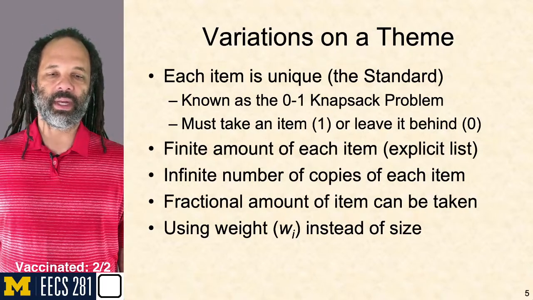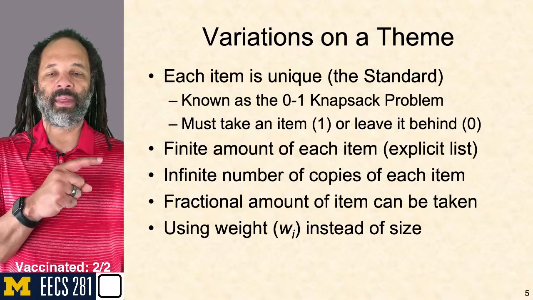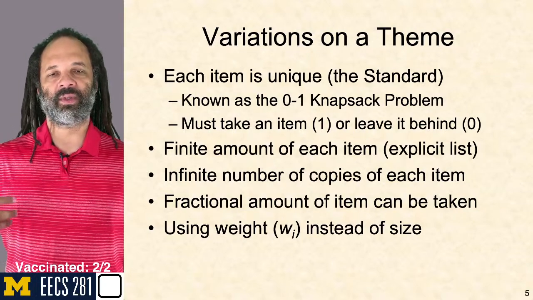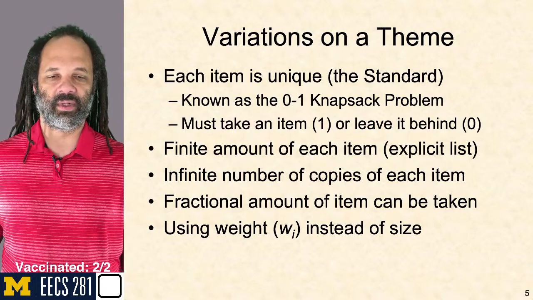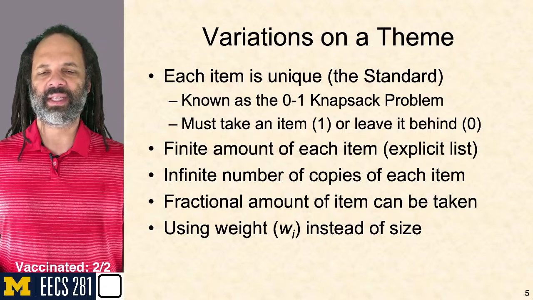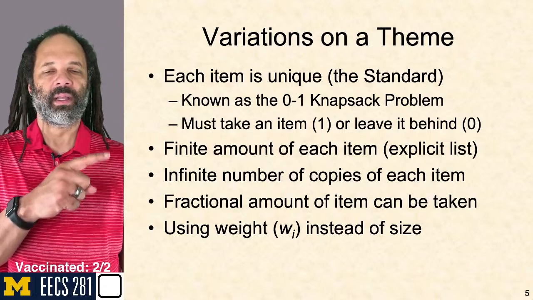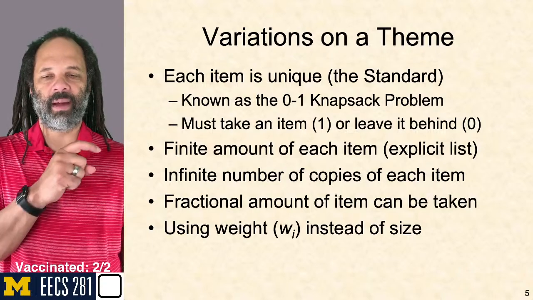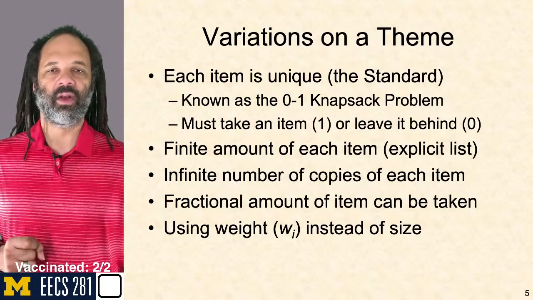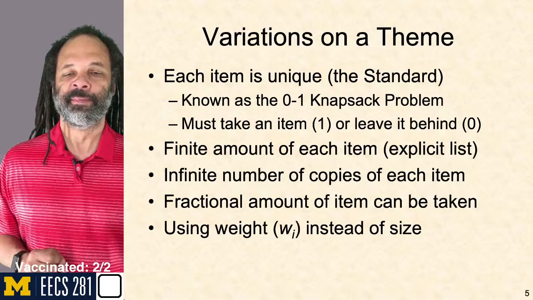Another way we can do it is where there's more than one of each item. There's some finite amount of each item, some explicit list of items. So this ends up being a lot like the 0-1 knapsack problem. It's just that there are multiple items with the same size and value, because there's a finite list of them.